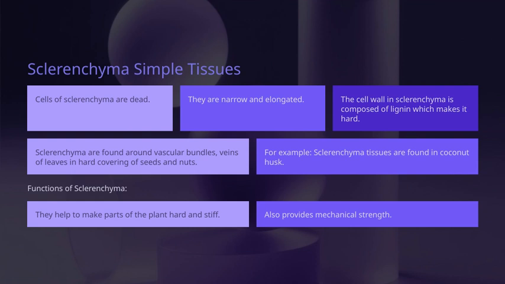The key functions of sclerenchyma include making parts of the plant very hard and stiff. For example, if you look at a coconut husk, you'll see sclerenchyma tissues at work, giving it that tough, fibrous quality. They also provide mechanical strength, helping the plant resist various stresses. What's really interesting is that the cell walls in sclerenchyma are made of lignin, a complex polymer that makes these cells incredibly hard and rigid. This lignin-based structure is what enables sclerenchyma to support the plant's framework effectively. So overall, sclerenchyma plays a vital role in maintaining the plant's structural integrity, ensuring it remains upright and sturdy.